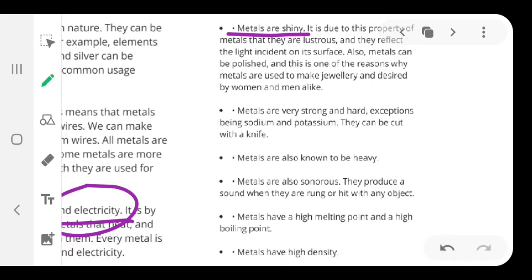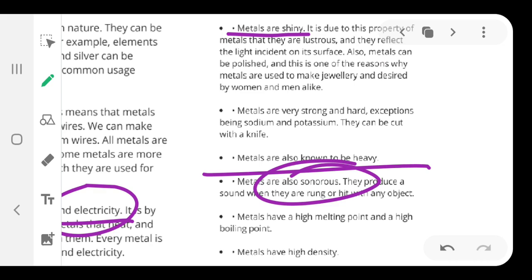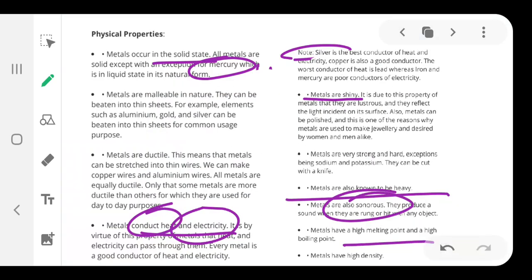Then I have told you metals have high density, so they are very heavy. Then metals are sonorous, so when you hit them you get a musical note from them. The metals have high melting and boiling points. So these terms I have already told you, so please go through them again and write down these points for the physical properties of metals.